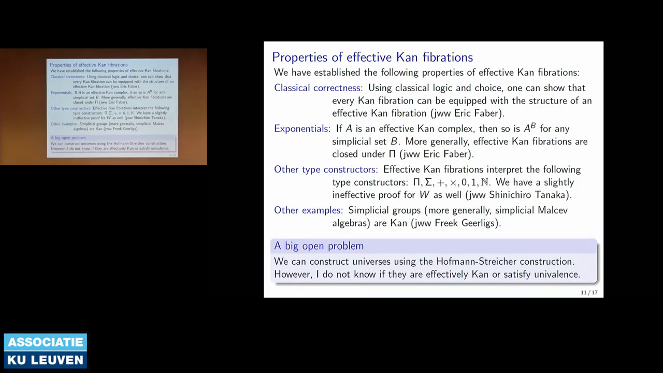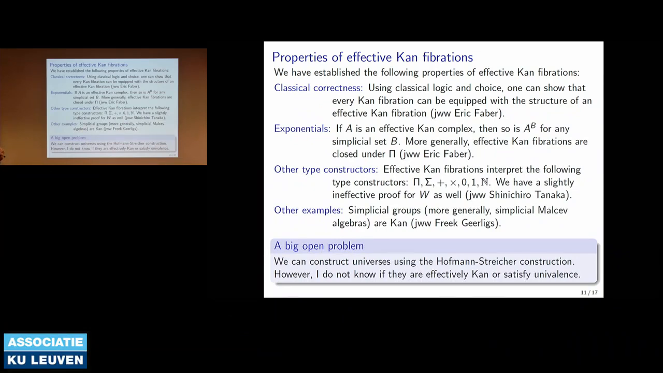And yeah, so we have been showing many things for them. For example, first of all, closure under, so basically solving the BCP obstruction. In fact, we can show that these are stable under pi. We can show closure for all the other type constructors as well. Importantly, the notion is in some sense classically correct, so we can prove in a classical metatheory that every fibration can be equipped with the structure of an effective fibration.